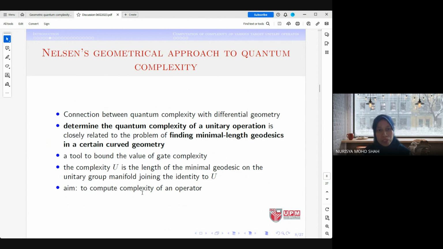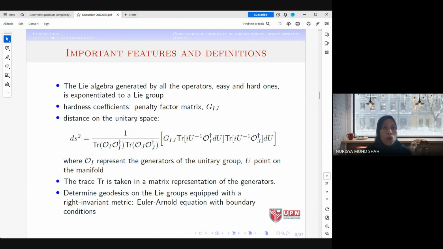The aim is to compute the complexity of an operator. This is the main objective, where they provide a complexity bound for several operators. So let's look at some important features and definitions. They use the Lie algebra generated by all operators, easy and hard ones, that can be exponentiated to a Lie group. They have some hardness coefficients, what they call the penalty factor matrix, denoted by G_ij. Then they have the distance on the unitary space using this rule.